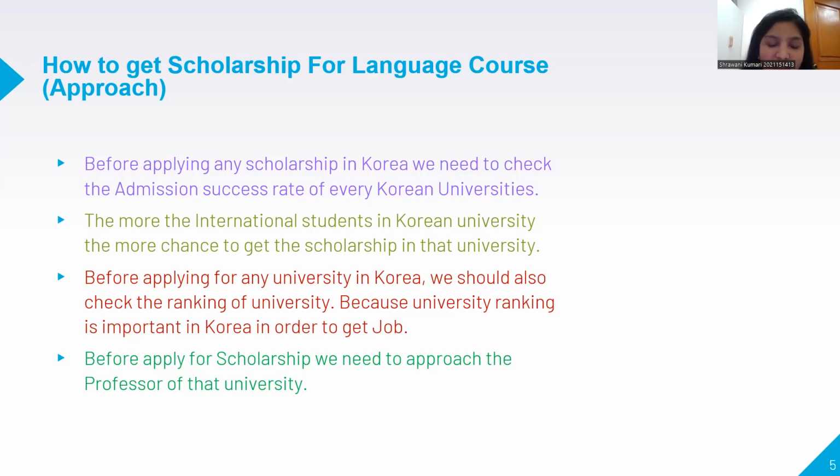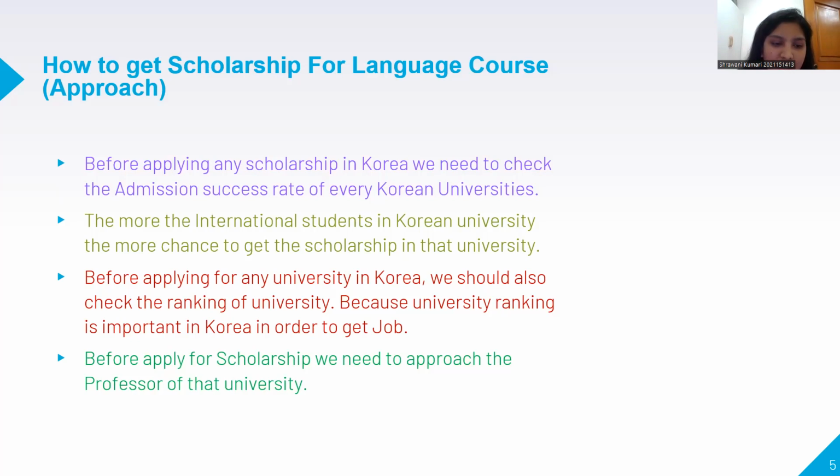For example, Hanyang: before applying for GKS, I also checked the ranking of the university, and as we all know, Hanyang University is the fifth best university in Korea. That's why I applied for Hanyang.